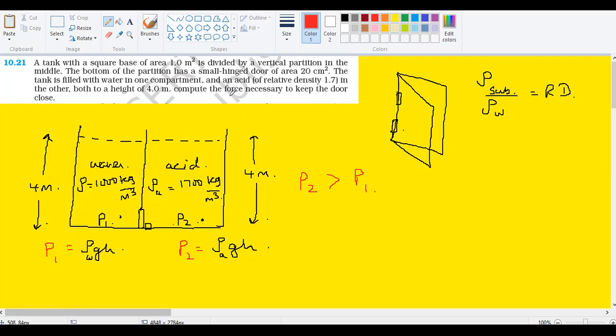So compute the force necessary. They didn't ask you the pressure, but they asked you to find the force. But they have given you the hinge door area. So you know that pressure is equal to force by area. So area is given, pressure can be found from this, which means force can be found. So this is given, this is known, this is known. So delta P is equal to force by area. So delta P is nothing but P2 minus P1 is equal to force by area.